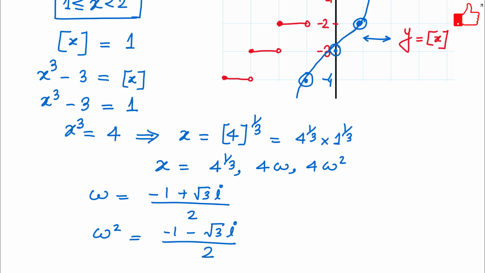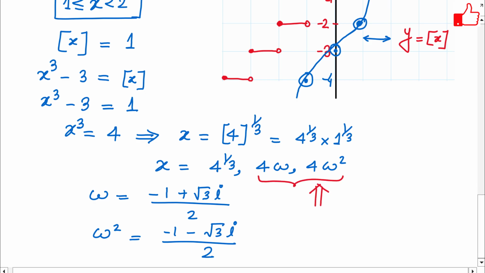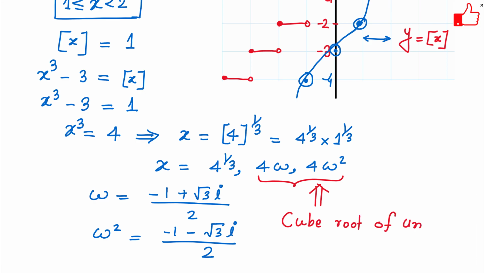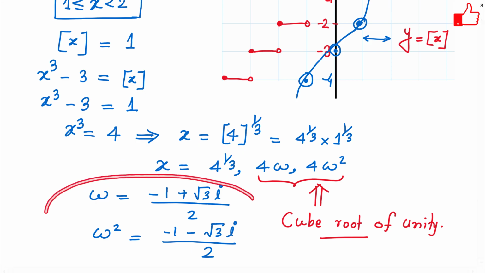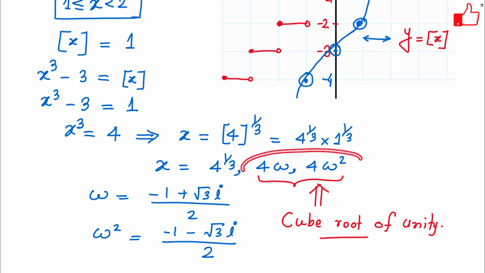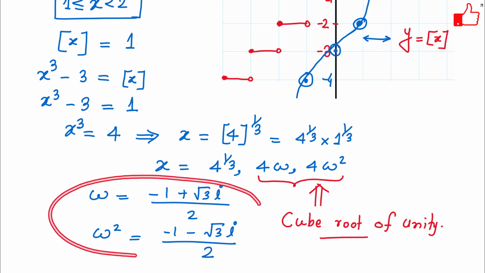Basically these two solutions come from a theory called cube root of unity. I will discuss this topic in a separate video. So in this case we have one real solution, that is 4 raised to the power 1 by 3, and two imaginary solutions, that is omega and omega square, and you have to multiply these by 4. Omega and omega square are given by these values.